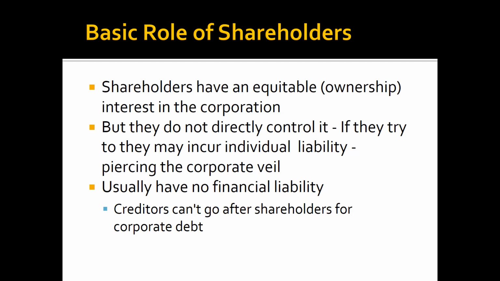Shareholders do not directly control the corporation. If they start to act that way, if one guy who controls it just supersedes everything that's called for in the bylaws and in the articles of incorporation and runs it, he can wind up having that corporation disregarded and having individual liability. Typically, though, shareholders have no liability. You can't go after a shareholder if the corporation runs up debt. Their total liability is whatever they paid for the stock.